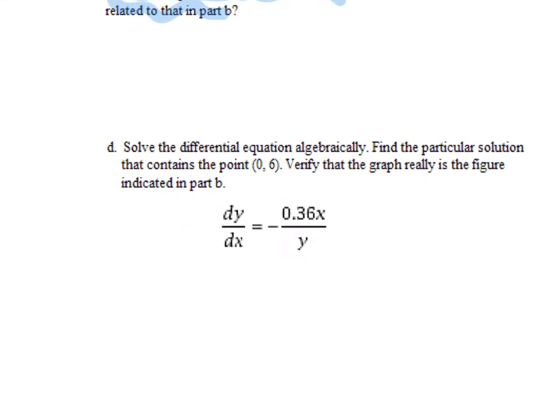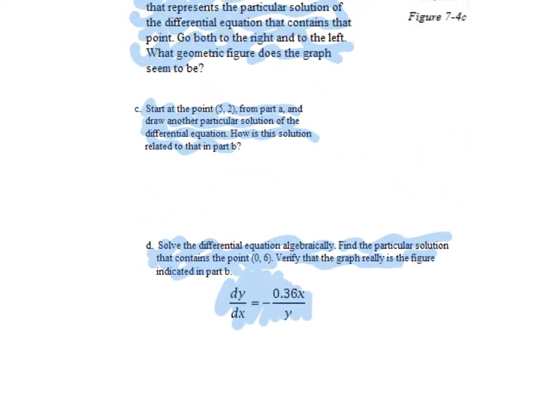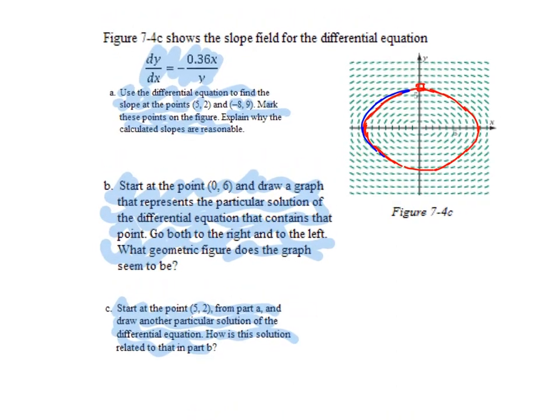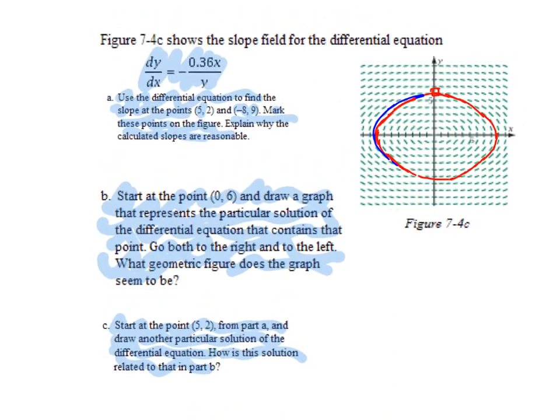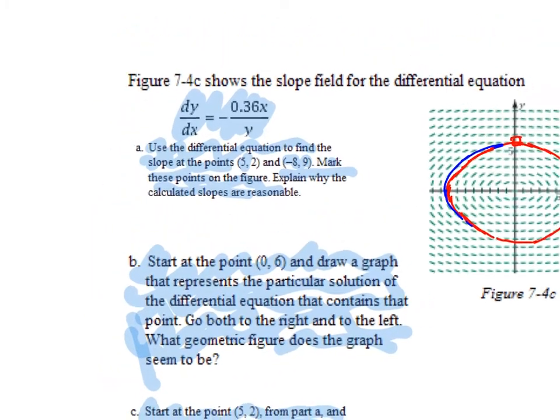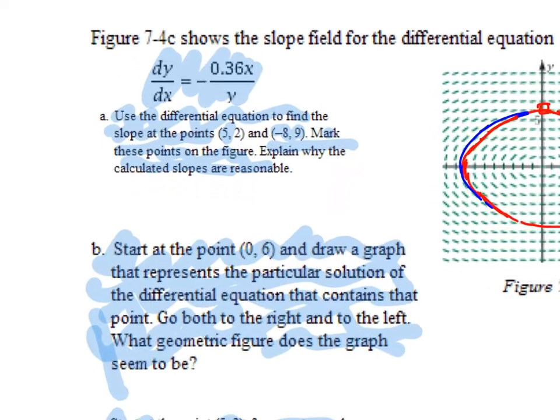And then solve the differential equation algebraically, find a particular solution that contains the given point, and verify the graph really is the figure indicated in part B. Ironically, you're probably going to be more comfortable doing this part right here, because this is the stuff you did in 7.2. But this part is actually kind of easy because you're just drawing. That's pretty much all you're doing. But let's start with part A. I'm going to go ahead and stop the recording so I can start doing some stuff.